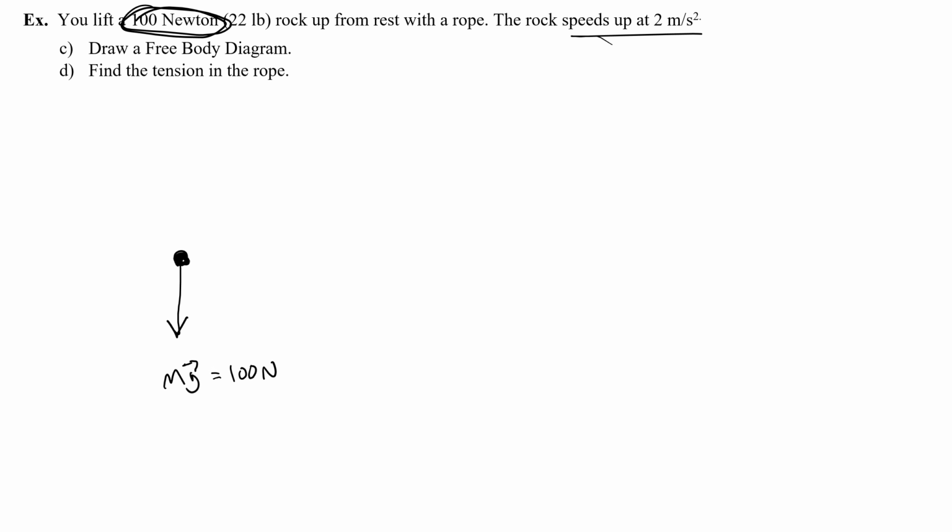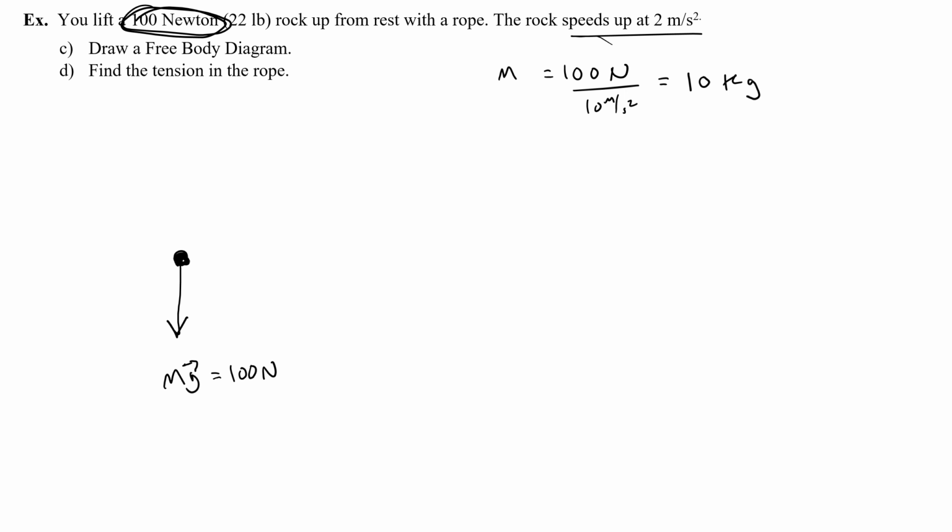Okay, good. Now, whenever it does this, usually we want to find the mass of the object, or we're going to need it. So if I want to find the mass of the object, I take that weight of 100 newtons and I divide it by g. And g is 10 meters per second squared, so 100 over 10 is going to give me 10 kilograms. Okay, so I know the mass is 10 kilograms.